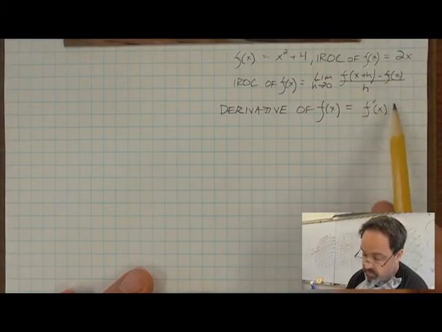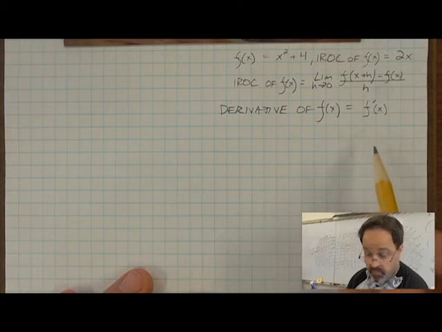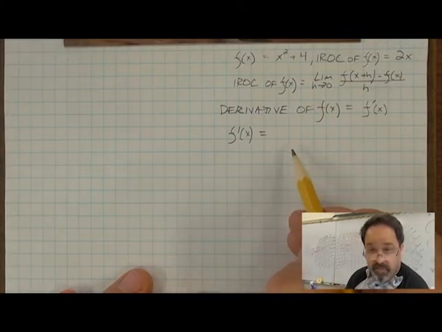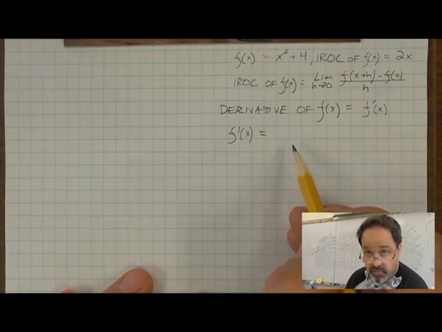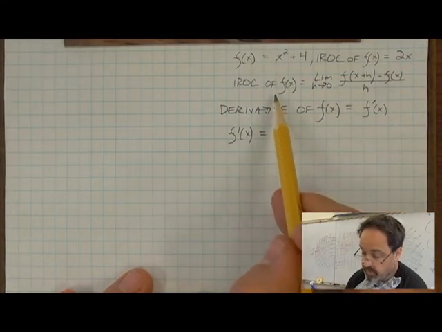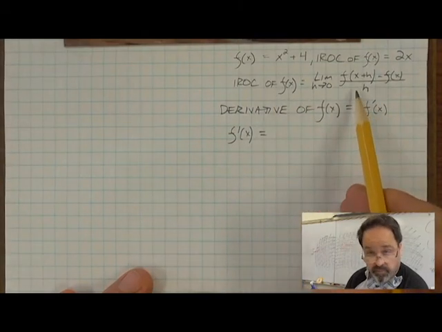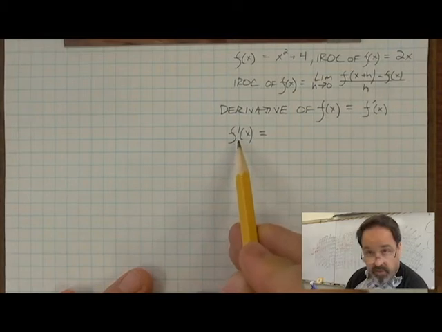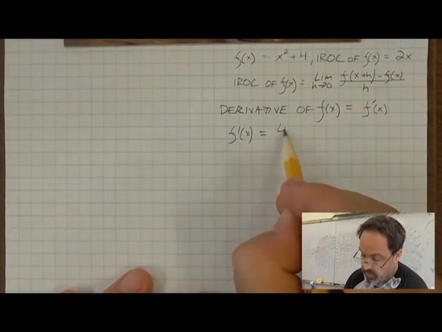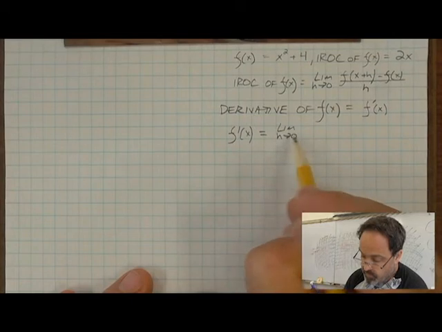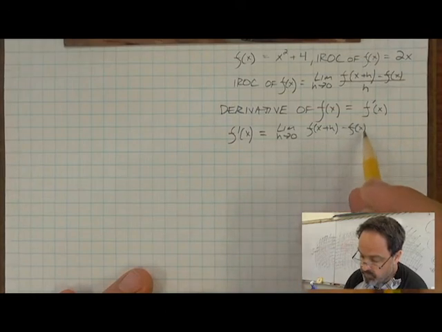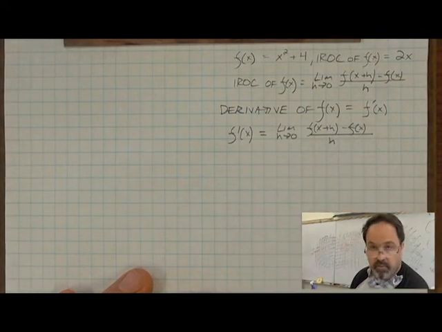So if f prime of x means the derivative, and the derivative is the same thing as the instantaneous rate of change, and the instantaneous rate of change can be found by using this expression, then the derivative of f, given this notation, is the same thing as this expression, the limit as h goes to 0 of f of x plus h minus f of x all over h.